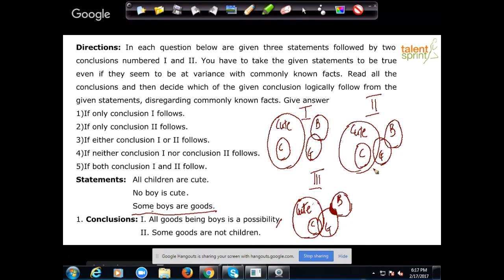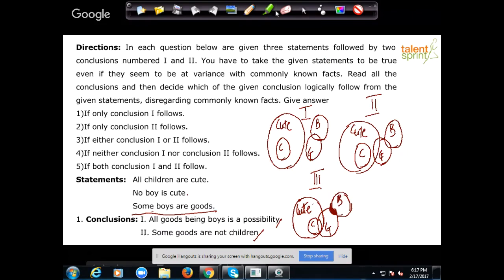Let's look at situation 3, possibility 3. There is a part of goods that overlaps with cute, and nothing here overlaps with children. Therefore, again, some goods are not children. Now, if you look at the third possibility, goods overlaps with boys, cute, and children. But again, there is this part of goods that does not overlap with children. Therefore, from this, we can say that both conclusion 1 and 2 follow.